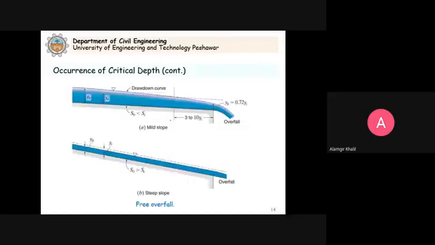Now to continue with this, you see this is another example. In this case, again we have the mild slope, because S0 is less than the critical slope. So in this case, you can see that the critical depth occurs.